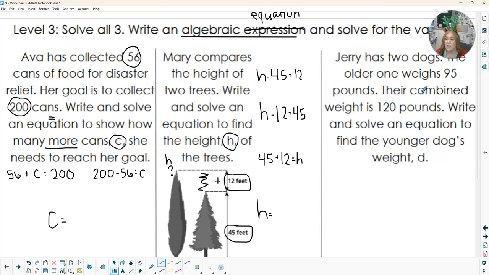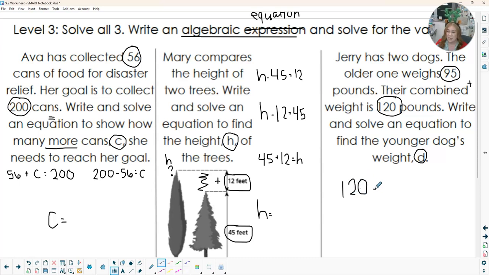Okay, our last one tells us that Jerry has 2 dogs. The older one weighs 95 pounds. We have a dog that weighs 95 pounds, and they're combined. Ooh, that's an addition word. So we know we have a dog that's 95, and they are combining together to make 120. So it's not 95 plus 120. The other dog is not 120 pounds. Together, they weigh 120 pounds. Write and solve an equation to find the younger dog's weight, D. D for dog. So this is our total.